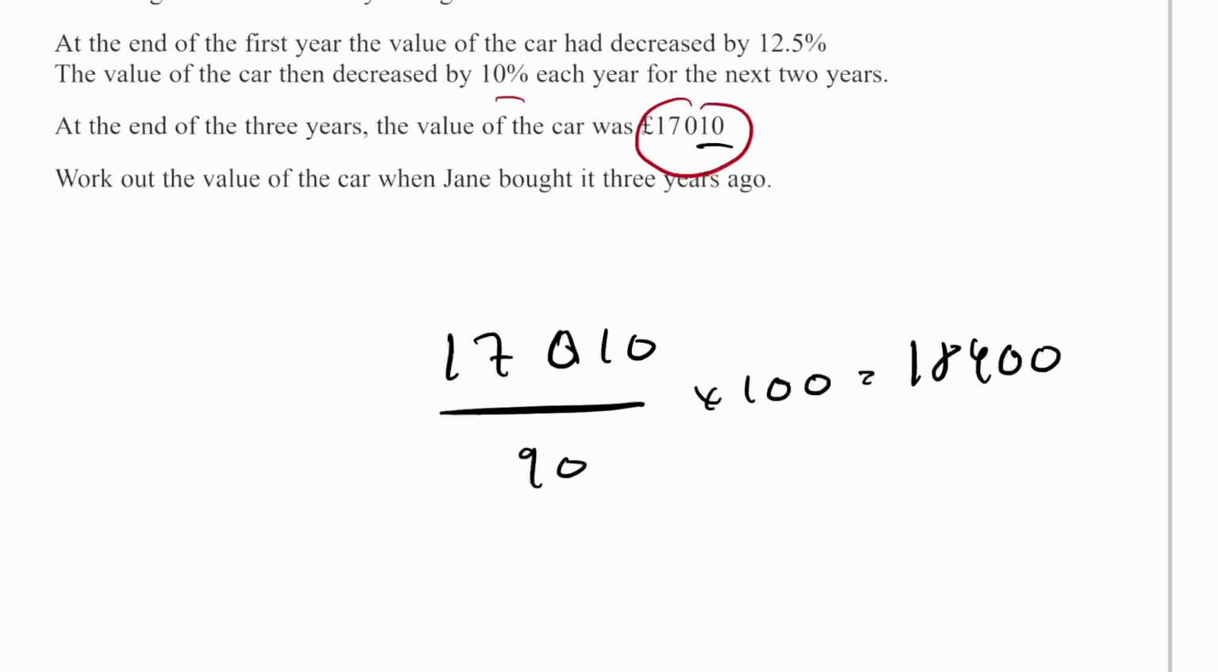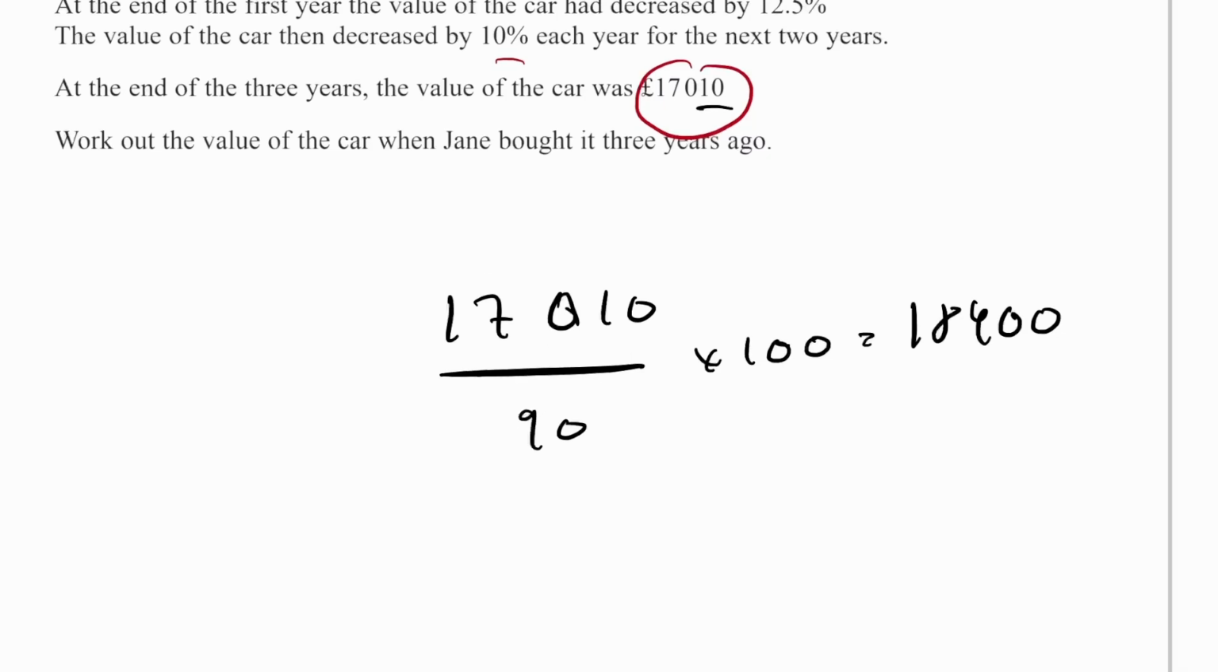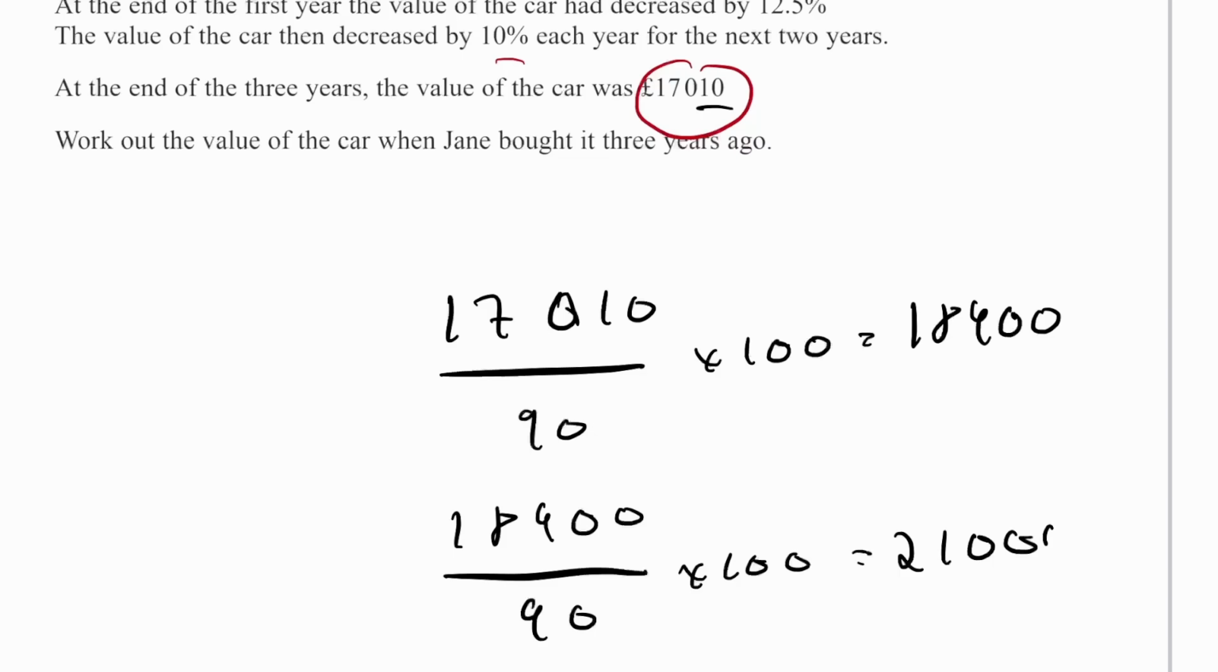And then you can do the same for the difference between the first year and the second year. So to get the value at the end of the first year or the start of the second year, you do 18,900. And because that was also a depreciation of 10%, you do the same thing. Divide it by 90 times by 100. And so you should get 21,000 as your total at the end of the first year or start of the second year.